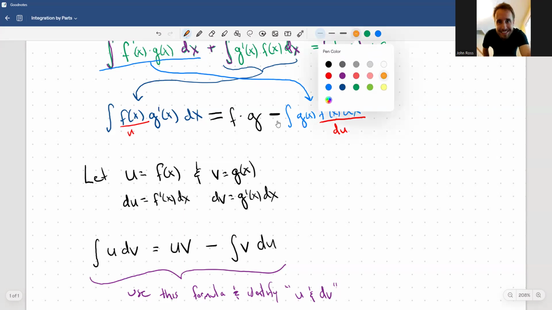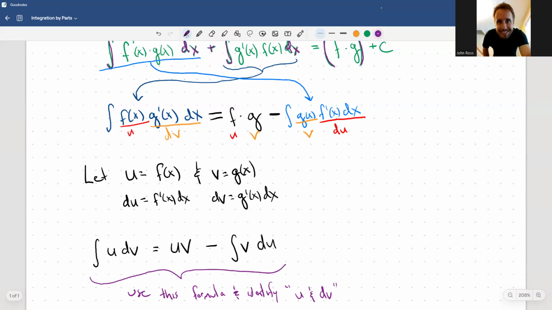And similarly, if I'm going to let my g of x be thought of as a v, then my g prime of x dx, I can think of that as a dv. And we get this formula down here. Again, f is a u and g is a v. And so we're going to get this really slick formula in which the integral of an expression that looks like u dv is equivalent to u times v minus the integral of an expression v times du.